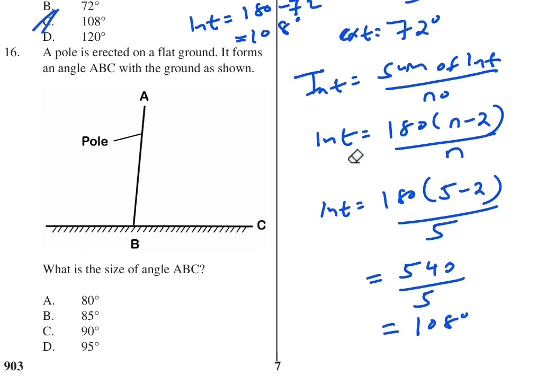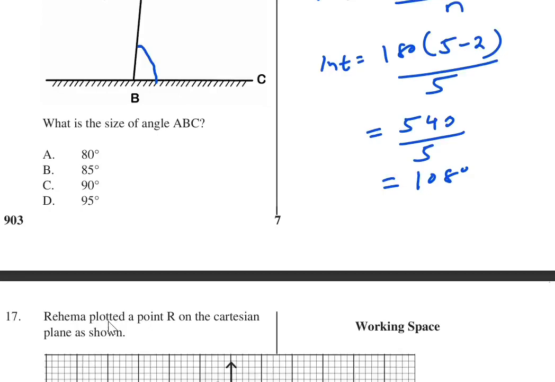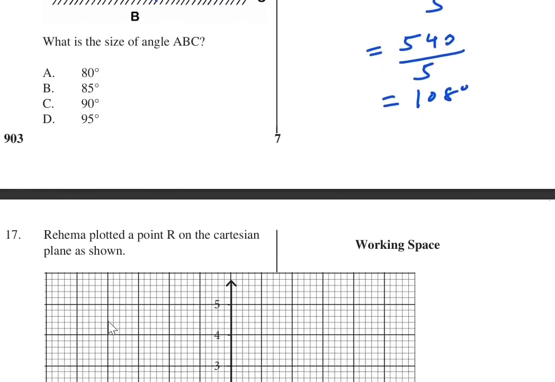We continue to number 16. A pole is erected on a flat ground. It forms an angle ABC with the ground as shown. What is the size of angle ABC? So very easy, you have to measure. Just pick your protractor, put it here, and then measure the angle. Now we want ABC. So you measure this size. I'll send this paper if you want it so that you can measure the angle, and see which one is the correct option.